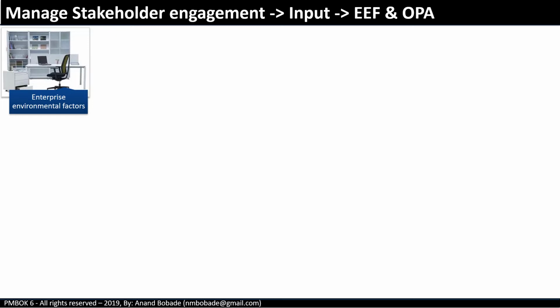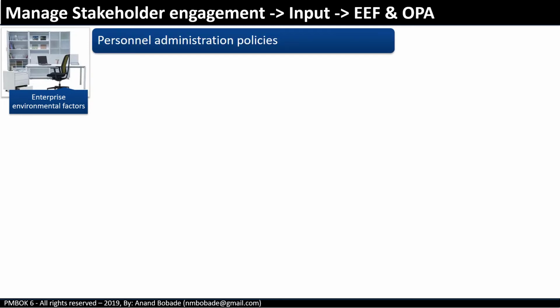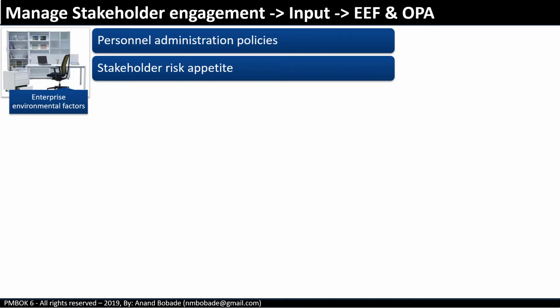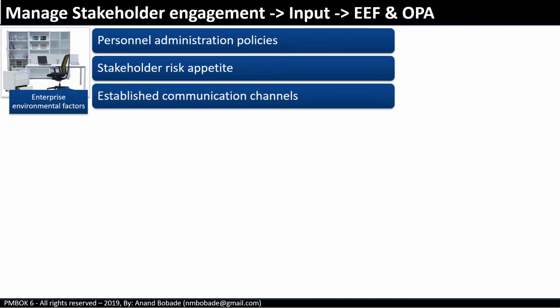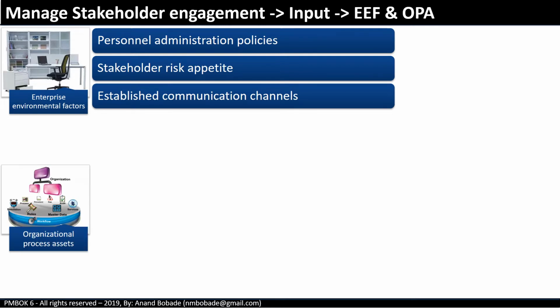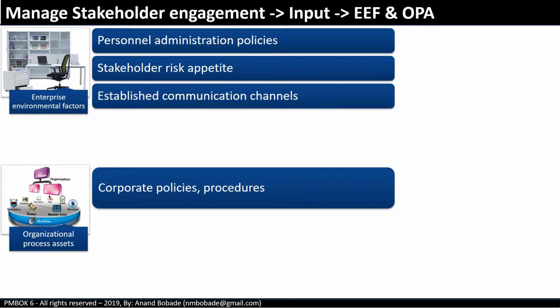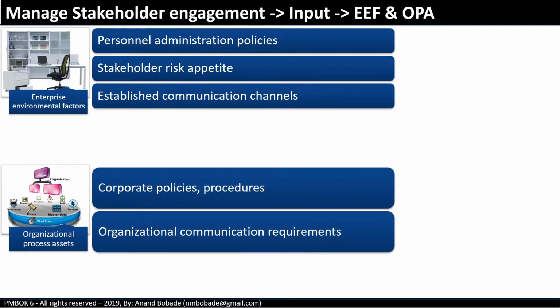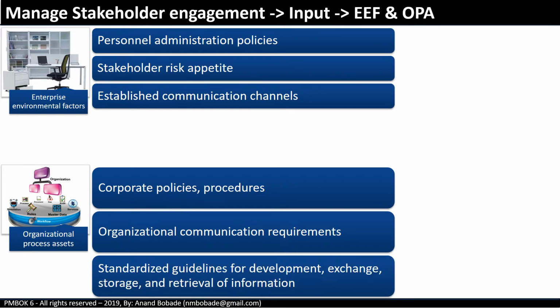Enterprise environmental factors can play an important role, as stakeholder behavior, attitude, and risk appetite are dependent on the organization. So enterprise environmental factors like personnel administration policies, stakeholder risk appetite, and established communication channels may influence managing stakeholder engagement. Organizational process assets that can help are corporate policies and procedures, organizational communication requirements, and standardized guidelines for development, exchange, storage, and retrieval of information.